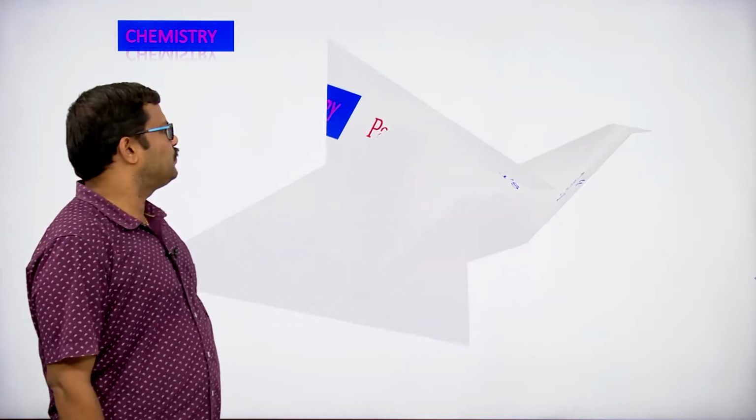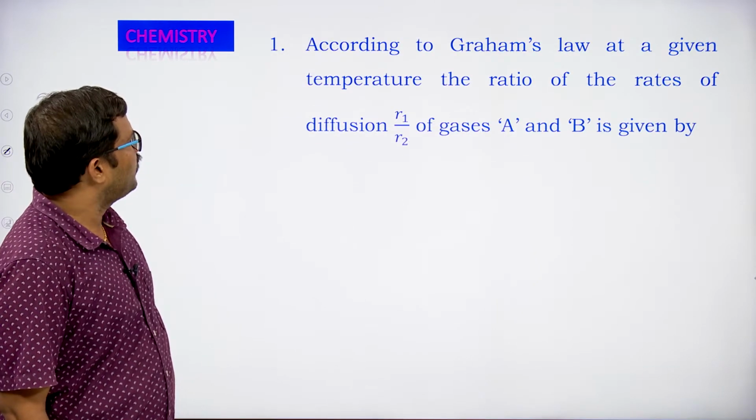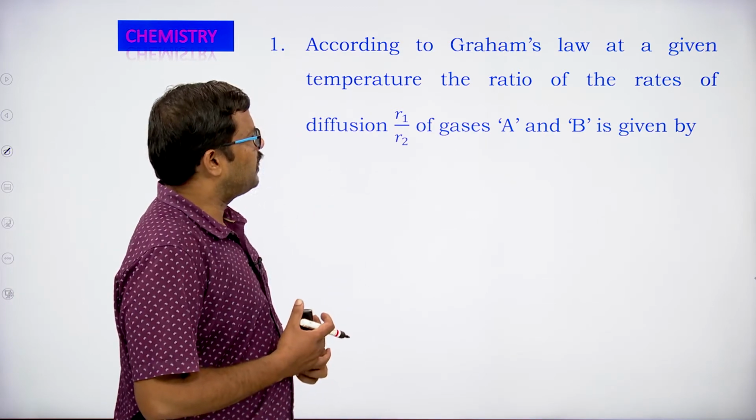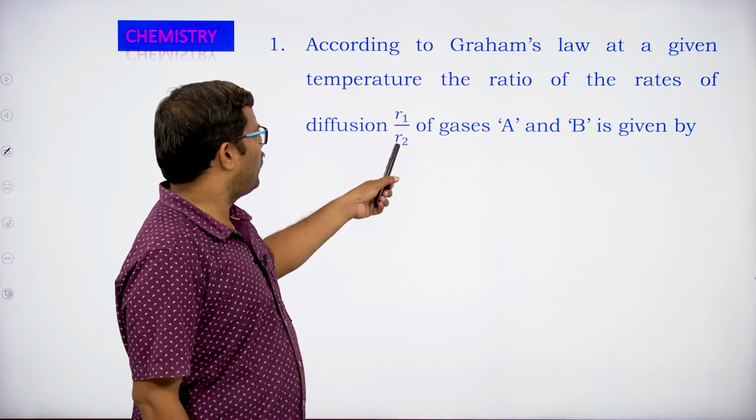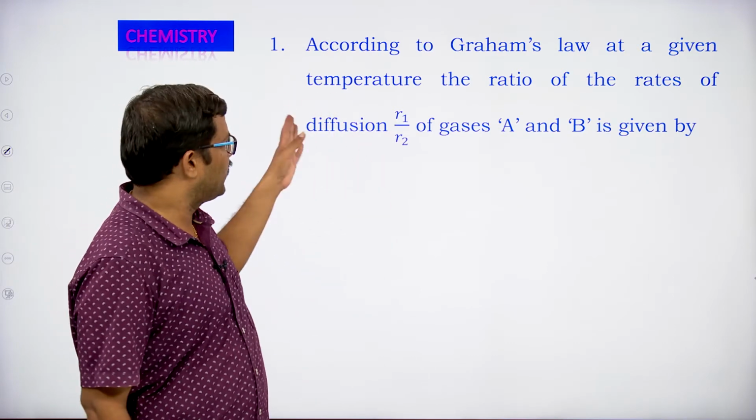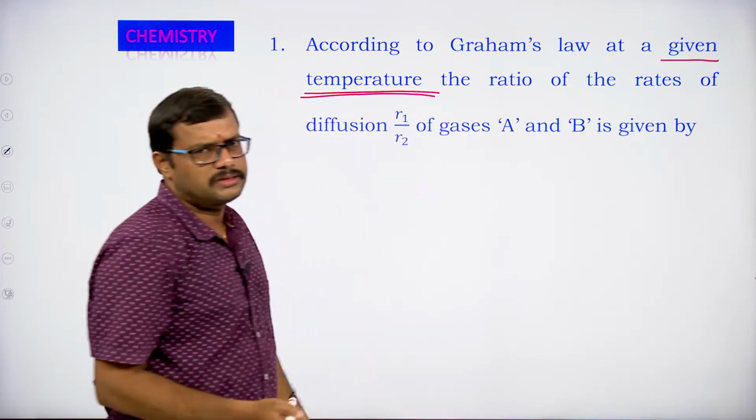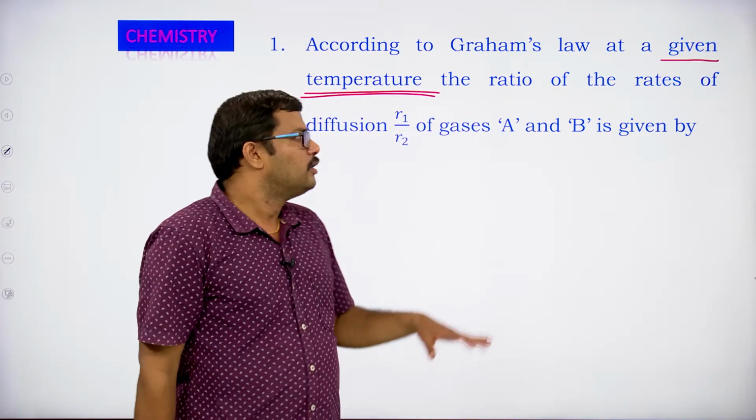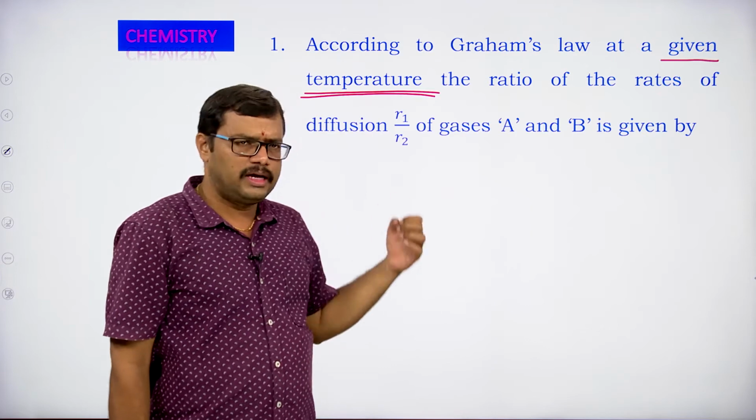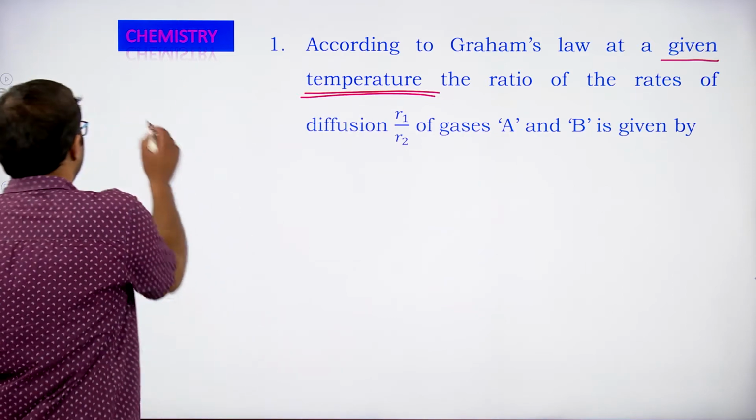Based on this, we are going to have questions in the examination. According to Graham's law, at a given temperature, what is the ratio of the rates of diffusion R1 by R2 of gases A and B? So here they are taking the temperature as a constant. When you keep the temperature parameter constant, what about the ratio of rates of diffusion of the two gases, A and B? So they have taken gases A and B.